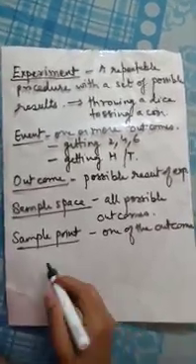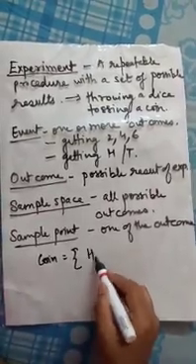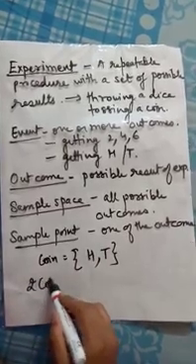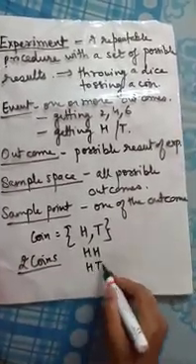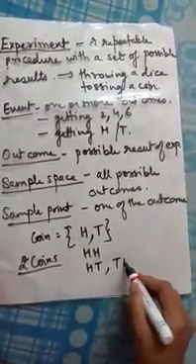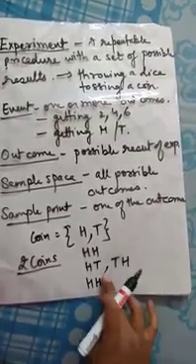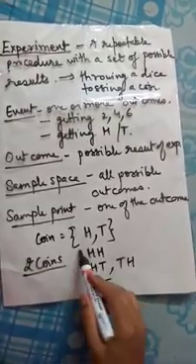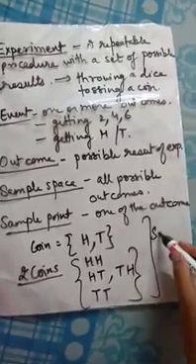If I toss a coin, then what are the possible outcomes? The possible outcomes are head or tail. If I toss two coins, then what are the possible outcomes? हो सकता है दोनों coins पे heads आ जाए, या फिर एक coin पे head एक पे tail. हो सकता है first पे tail second पे head, और हो सकता है दोनों पे tail आ जाए. So this is how you can write all the possible outcomes, and all the possible outcomes are known as sample space.